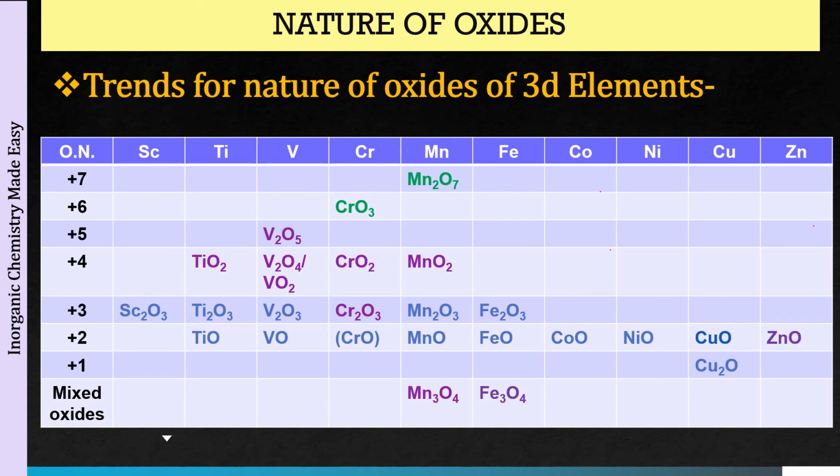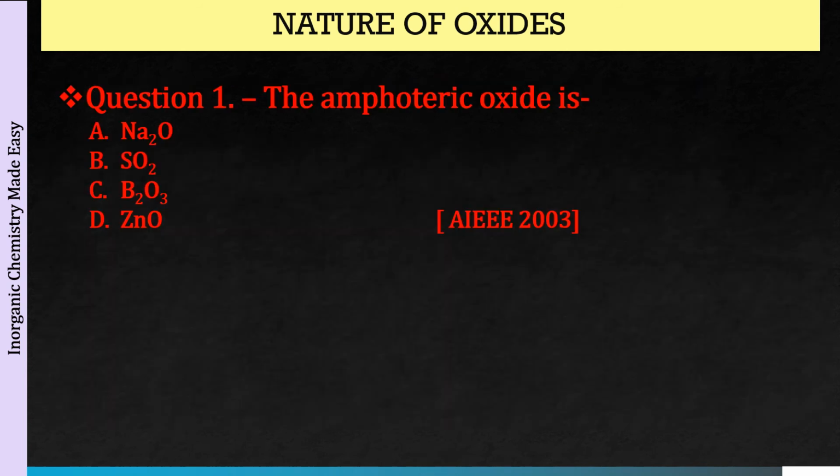And most frequently this question is coming in the exams. So now let me show you a few questions from JEE and NEET examinations, and we will be checking how much we have learned in this lecture. Question number 1: the amphoteric oxide is going to be Na2O, SO2, V2O3, or ZnO. This is an AIEEE 2003 question, the All India Engineering Entrance Test, before it was called JEE. So we are going to attempt this question.